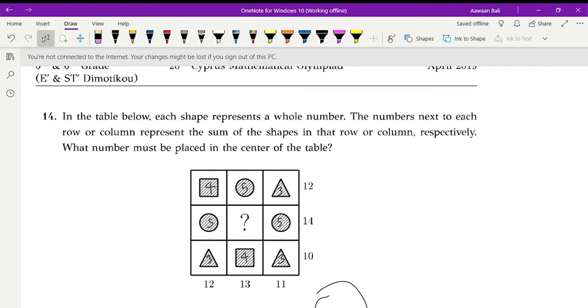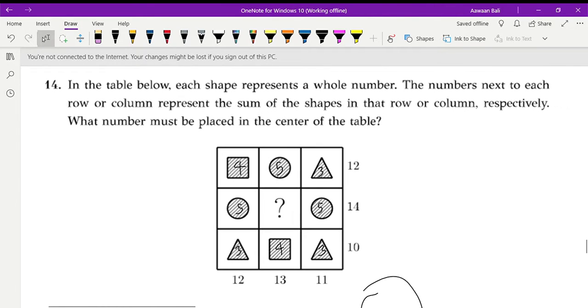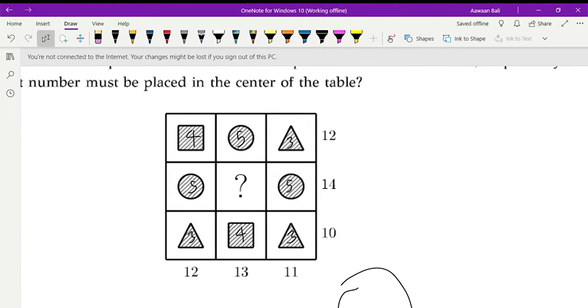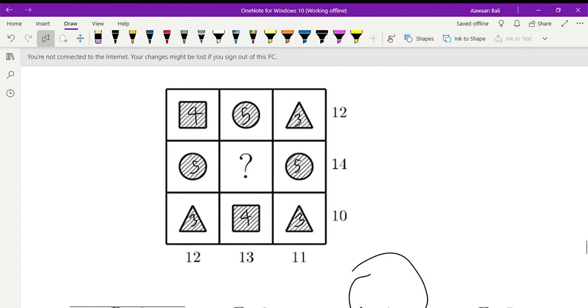Now, the next one. Question number 14. In the table below, each shape represents a whole number. The numbers next to each row or column represent the sum of the shapes in that row or column, respectively. One number must be placed in the center of the table. Now, if you look at this, there are certain ways to find the values. You can use random small values, because we know that there have to be small values, since the sums are also small.